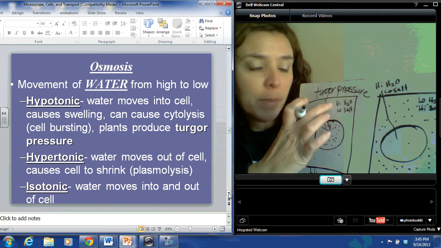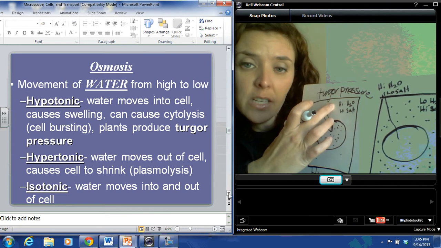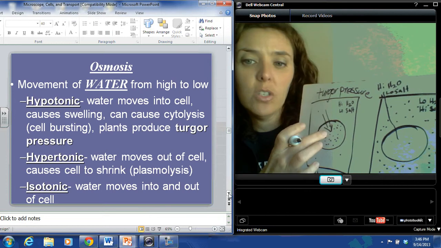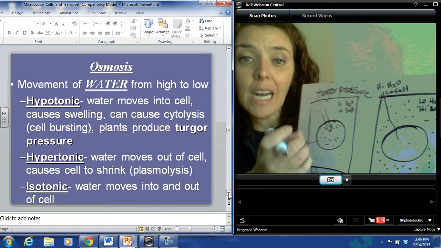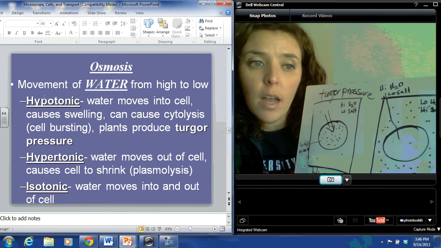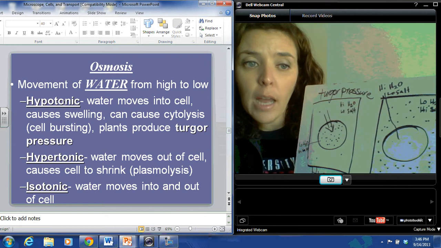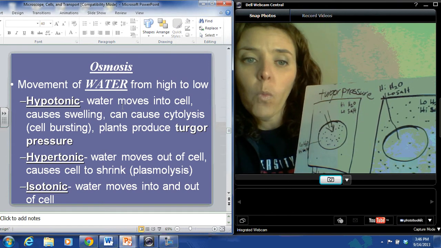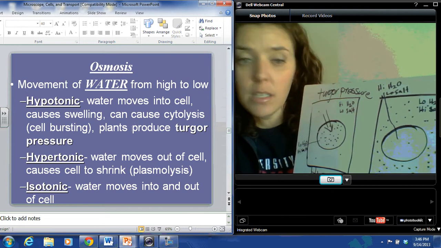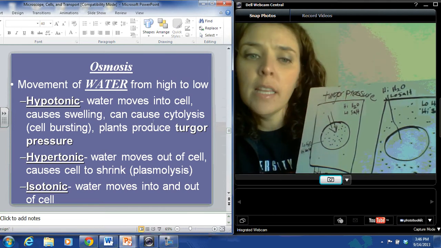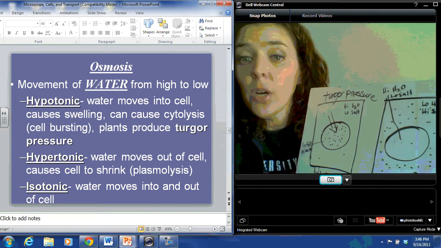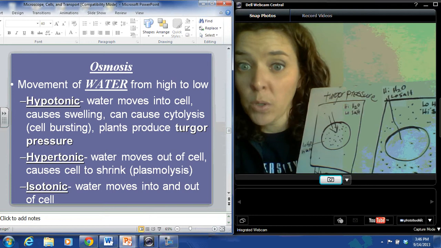There's a higher amount of water on the outside than there is on the inside, and so water will move from a high water concentration to a low water concentration, causing the cells to swell. Okay, and that's what is talking about right here in the PowerPoint. So hypotonic solution, water moves into the cell causing swelling. It can cause cytolysis. It doesn't always, but it can. And then in plants it produces turgor pressure. Turgor pressure is what causes the plants to be rigid because it's full of water, but it just won't burst.